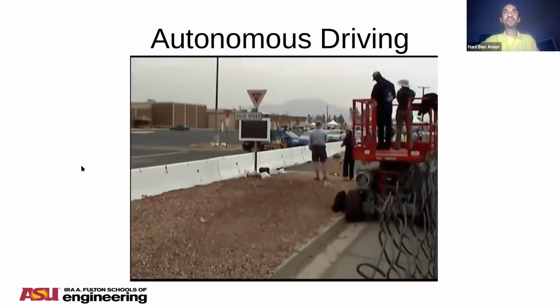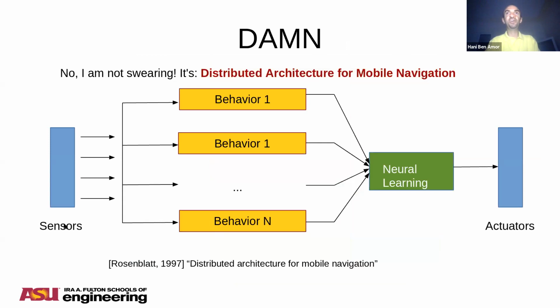Okay, so one thing we can do with machine learning here is to arbitrate between these behaviors using machine learning. An algorithm that was proposed is called DAM. I'm not using curse words here, it's the name of the algorithm. It's called Distributed Architecture for Mobile Navigation. The underlying idea is to have a neural network learn when and how to combine different behaviors together in order to avoid these kinds of situations, and also to be able to adapt it to whatever environment we're using this in.